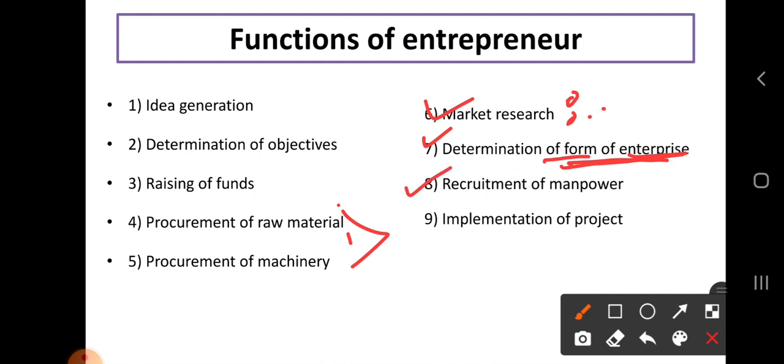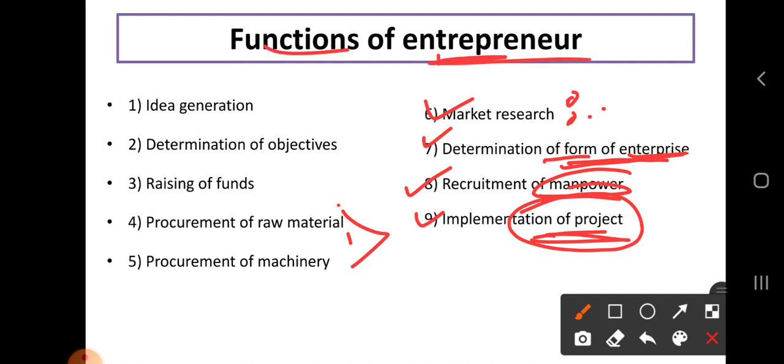Then recruitment of manpower. After starting an enterprise activity, you need manpower or labor power for running that business. Then implementation of project. Once you have started any business activity, you need implementation of the project or that business activity for generating actual products or services from your enterprise activity. So these are the various functions of entrepreneurs. You can write many functions; these are a few I have listed here.